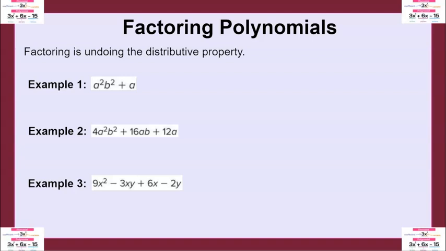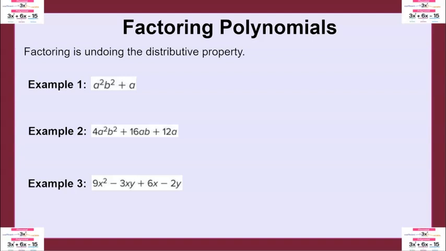And there are multiple ways of factoring. It depends on what kind of polynomial you have. So we'll go through a few examples here and explain what method would work best in each of these situations. So factoring is undoing the distributive property. So example 1. In any kind of factoring, the very first thing I would do is factor out the greatest common factor first, if there is one.